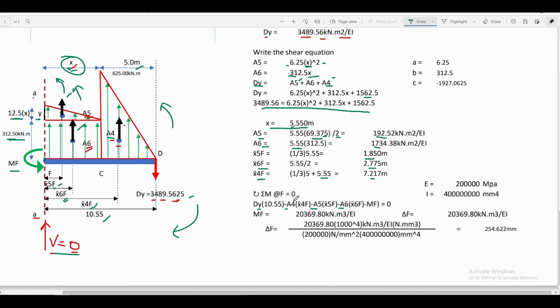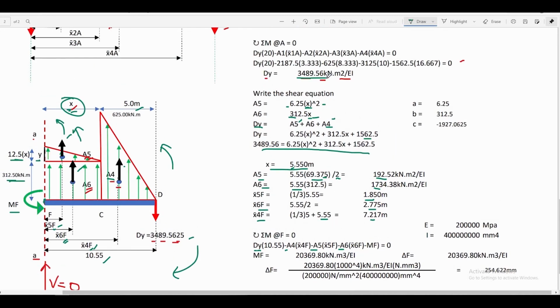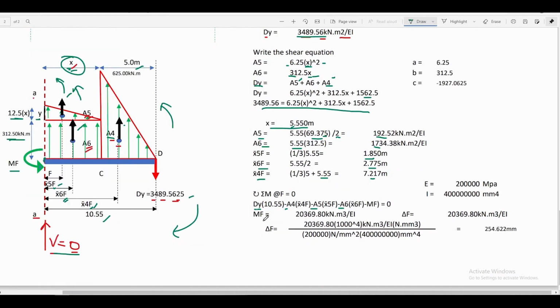Then if we replace now the value of area 4, x bar 4F, area 5, and x bar 5F together with area 6, x bar 6F, and the value of dy from our previous calculation, which is equal to 3489.56 kilonewton meter square all over EI, we can have now the value of MF, and that is equal to 20369.8 kilonewton cubic meter all over EI. Since MF, the bending moment at point F of our conjugate beam, is equal to the deflection at point F of our real beam, deflection is equal now to 20369.80 kilonewton cubic meter all over EI.